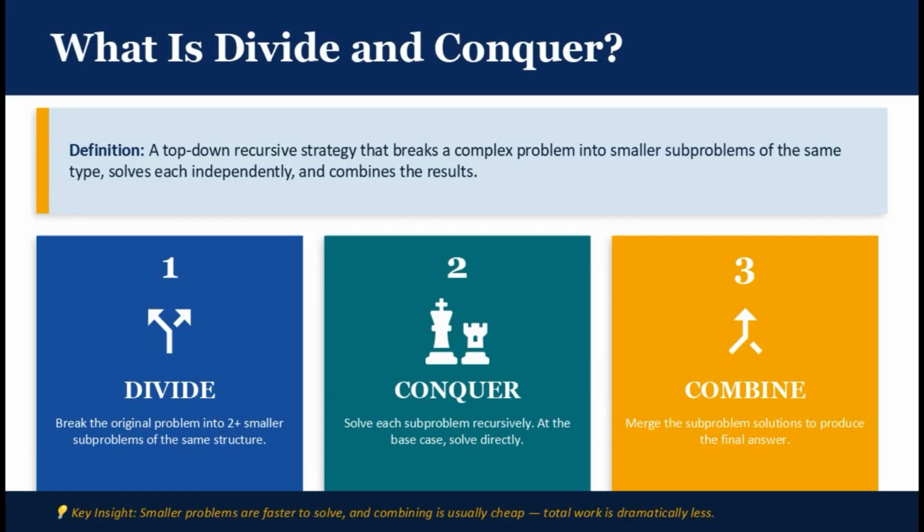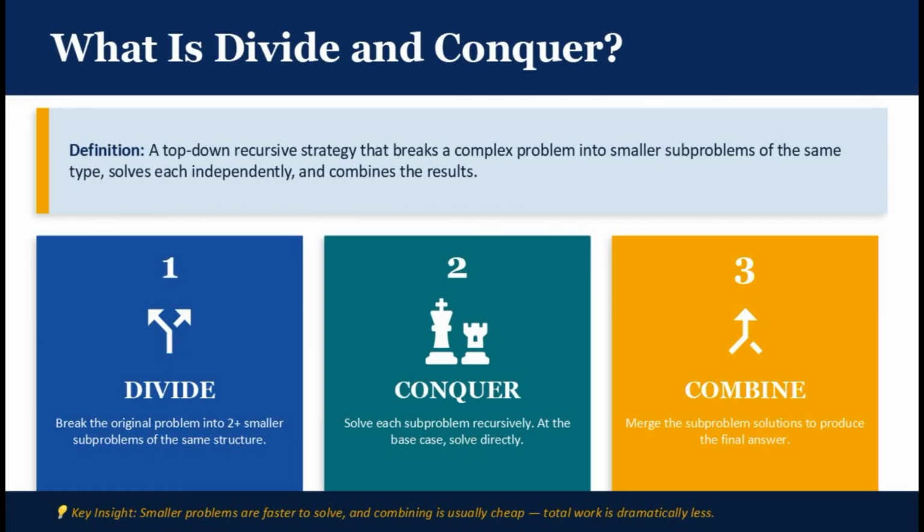Phase 2, conquer. We solve each subproblem. If it is still too big, we apply divide and conquer again, recursively. But eventually, we hit what we call the base case, a subproblem so small we can solve it directly without splitting any further. Phase 3, combine. We take the answers from all those smaller subproblems and merge them together to produce the final answer for the original problem.